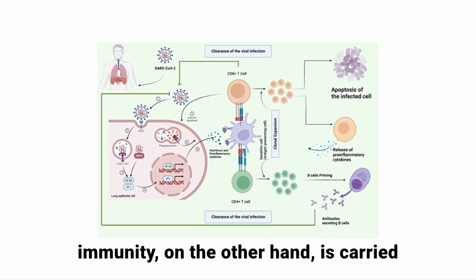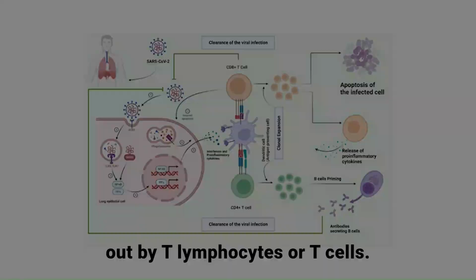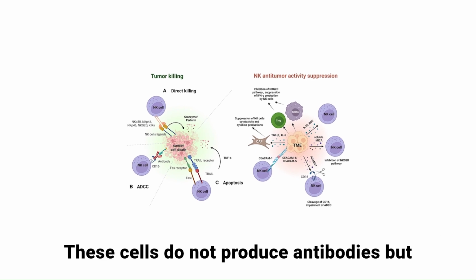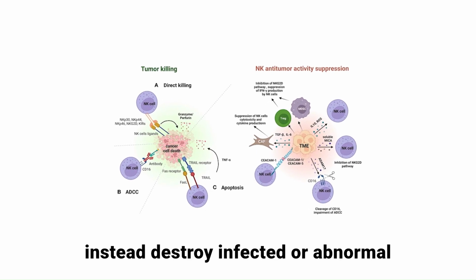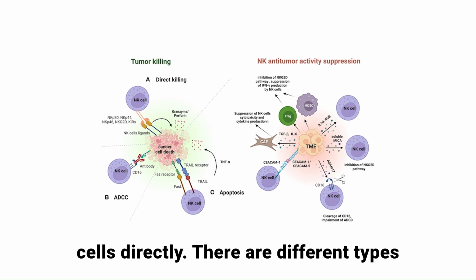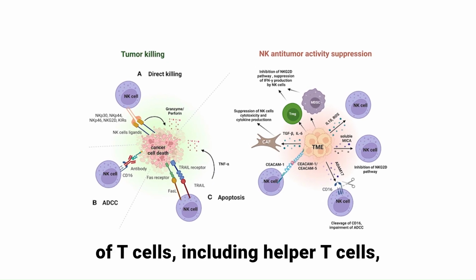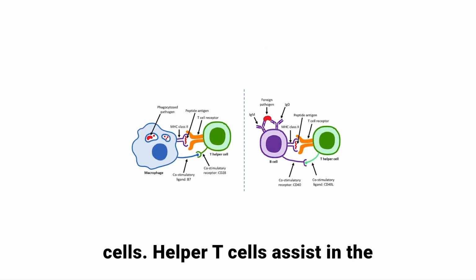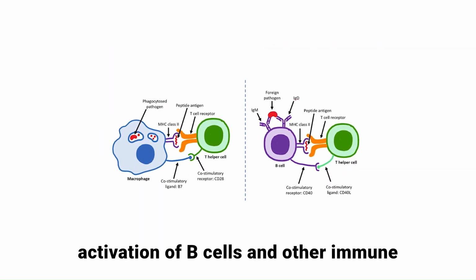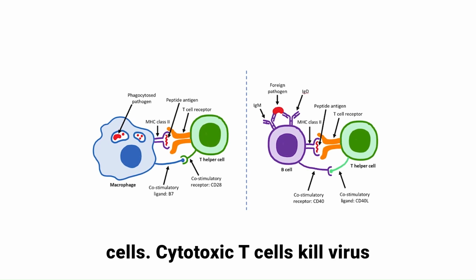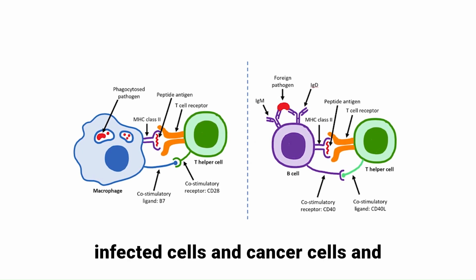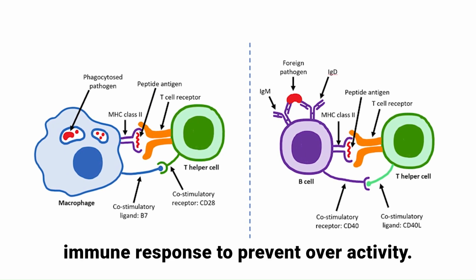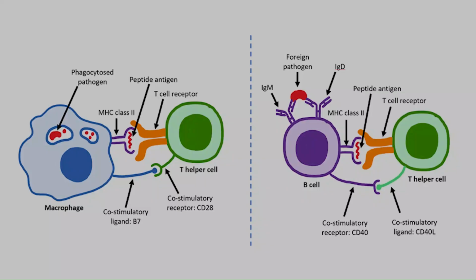Cell-mediated immunity, on the other hand, is carried out by T lymphocytes or T cells. These cells do not produce antibodies but instead destroy infected or abnormal cells directly. There are different types of T cells, including helper T cells, cytotoxic T cells, and suppressor T cells. Helper T cells assist in the activation of B cells and other immune cells, cytotoxic T cells kill virus-infected cells and cancer cells, and suppressor T cells help in regulating the immune response to prevent overactivity.